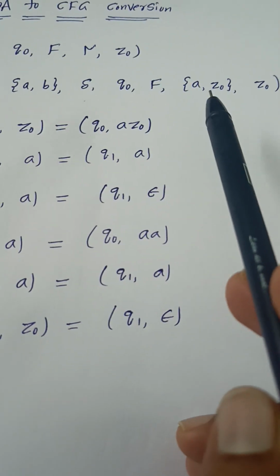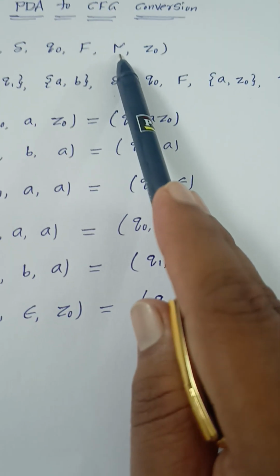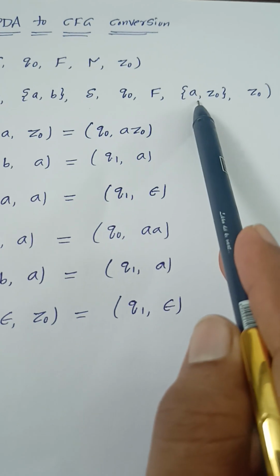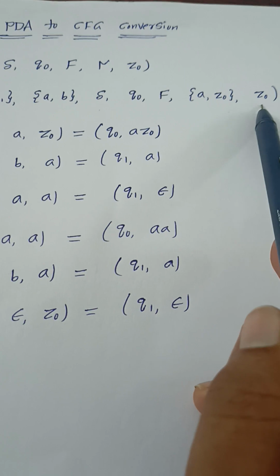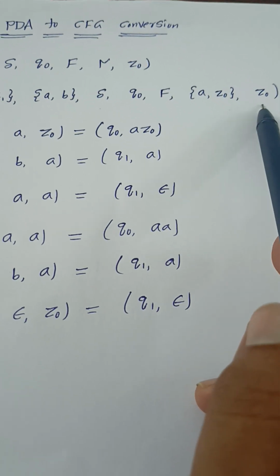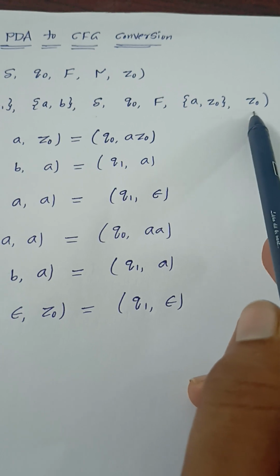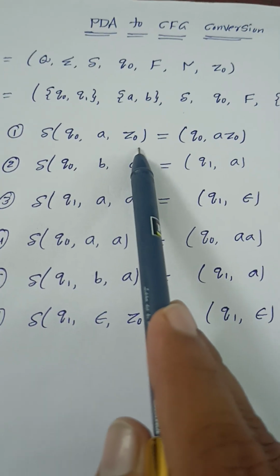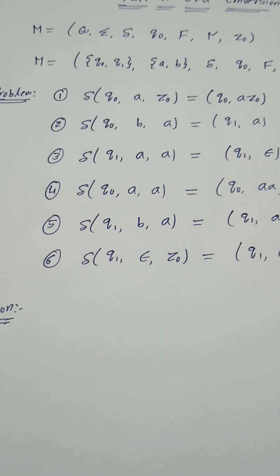That's why here we indicate the stack alphabets. Psi means stack alphabets. Here the stack alphabets are a comma Z0. Z0 is the stack starting symbol. Initially the stack is available with the Z0. So here we have 6 transition functions.